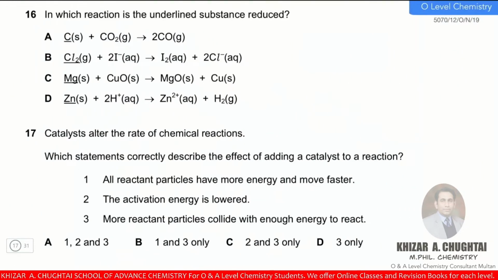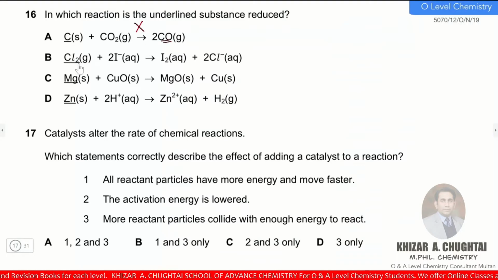The next one, question number 16. In which reaction is the underlined substance reduced? Carbon, here is chlorine, here is magnesium, here is zinc, and so on. Carbon is going to change into CO. Here there is no oxygen, it is getting one oxygen, so it is going to oxidize.